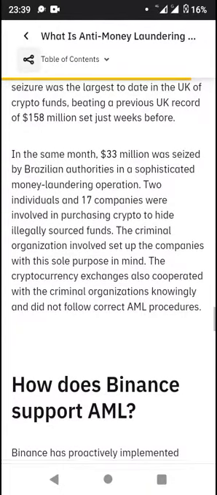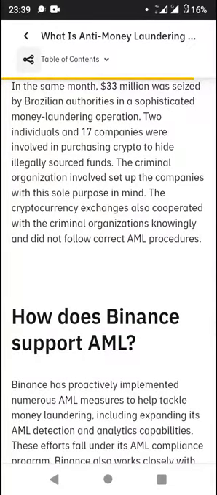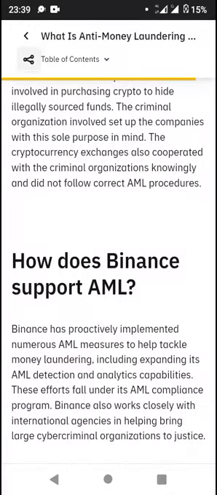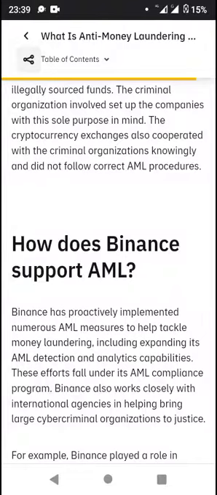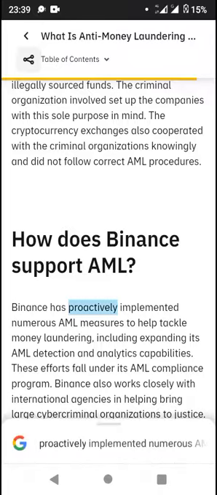In the same month, $3 million was seized by Brazilian authorities in a sophisticated money laundering operation. 217 companies were involved in purchasing crypto to hide illegal source funds. The criminal organization involved set up the companies with that sole purpose in mind. Cryptocurrency exchanges also operated with criminal organizations knowingly and did not follow correct AML procedures.